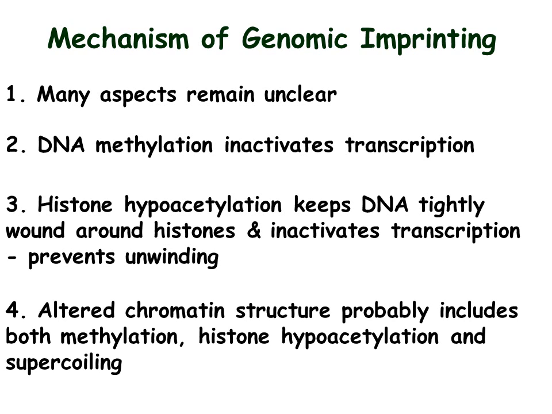So we figure altered chromatin structure probably includes both methylation and the histone hypoacetylation. So there are very few acetyl groups. And then, of course, the patterns of supercoiling would also affect gene expression. So we're back to gene expression again.